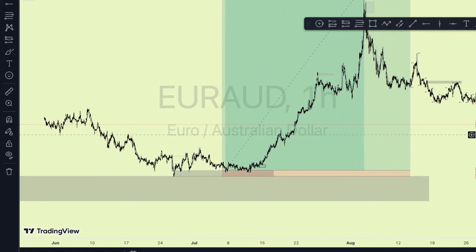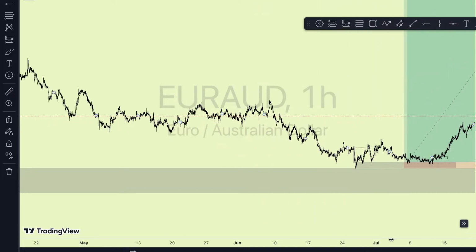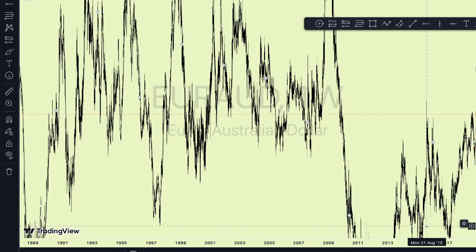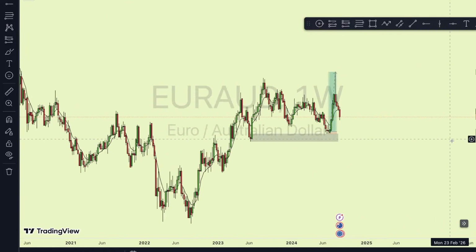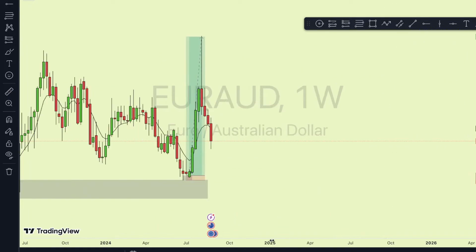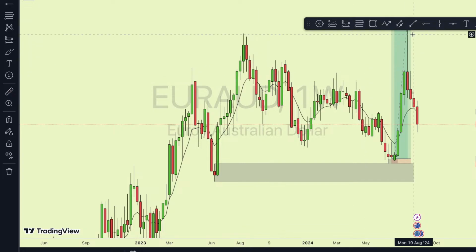Yeah, Euro odd. So check this out. So this is the hourly. If I go to weekly, okay, what do you notice about weekly? Weekly just made a higher high.